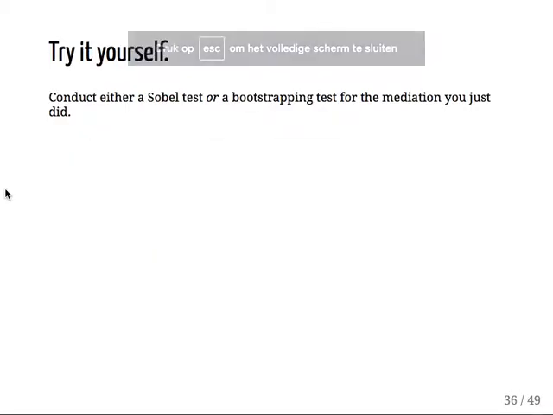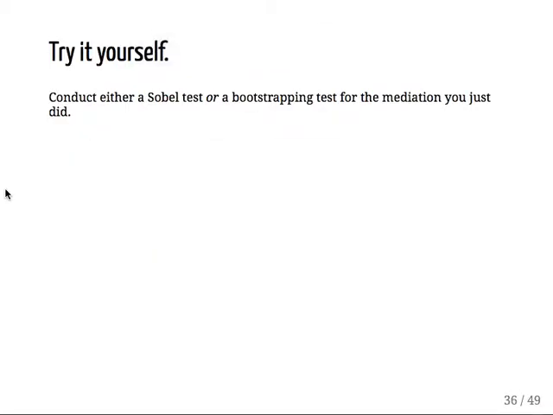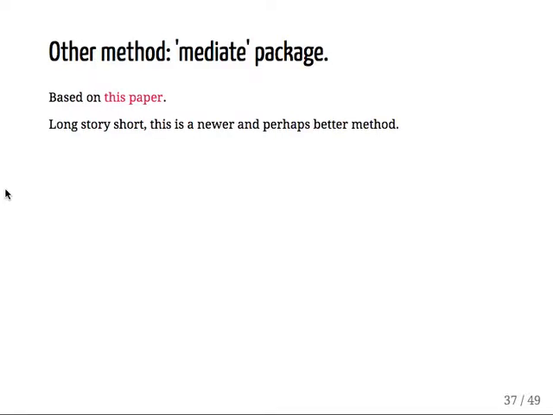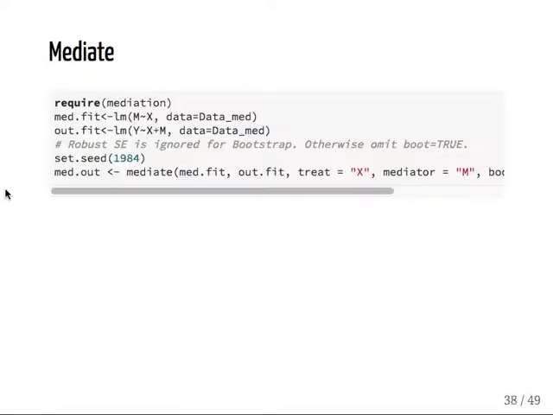So we've done either the psych test or we've done this bootstrapping mediation. Now there's, as always, people update things. There's newer versions to do the same thing. And there's another method, which is you use the mediation package, appropriately called the mediate package. If you click the link, there's a paper behind it, hopefully. Long story short, this is a newer and perhaps better method of estimating mediations. Now it looks slightly different.